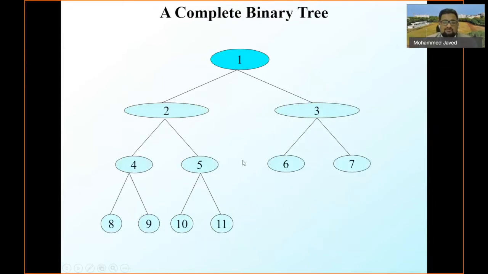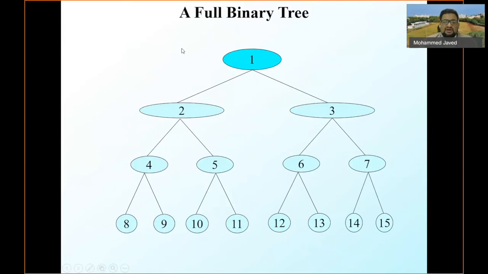The other type of binary tree is a complete binary tree. A complete binary tree is a binary tree in which every level except possibly the last level is completely filled, and all nodes are as far left as possible. Except for the last level, all the levels are filled. In this case, this is level 0, level 1, level 2, level 3. All the nodes up to level 2 are filled except the last level. So this is an example of a complete binary tree.